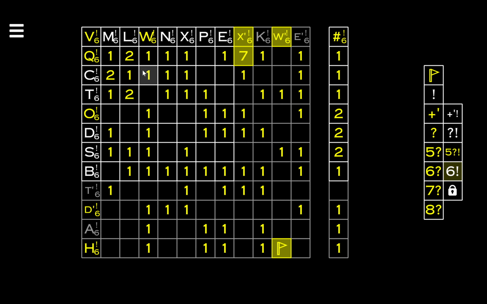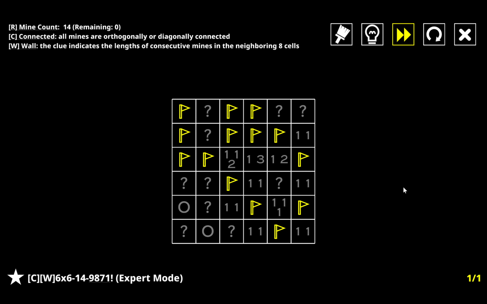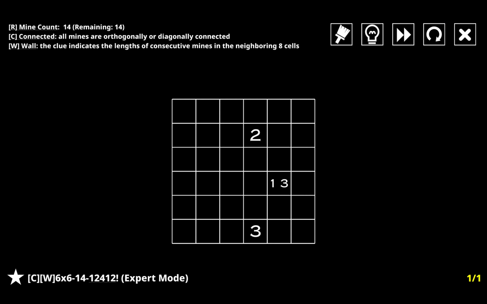Alright, I guess we can run through wall connected and wall triplet. This should be relatively fast since I'm much quicker at doing these, admittedly, than some of the other ones. So we know from this 3 that this middle one at least must be a mine, just from the same idea where there aren't any regions that don't have it.